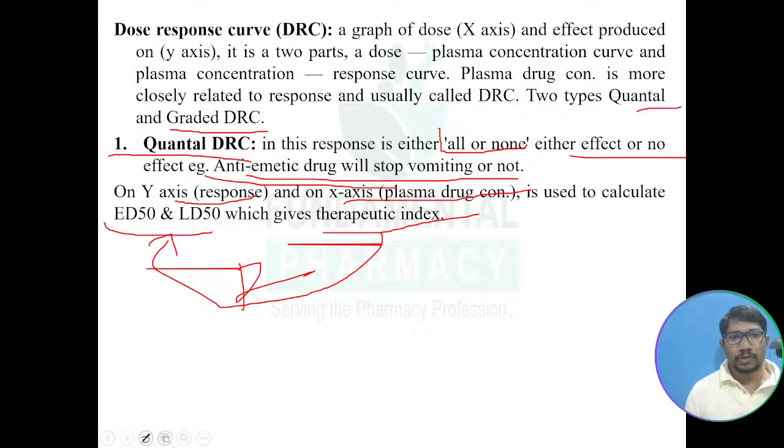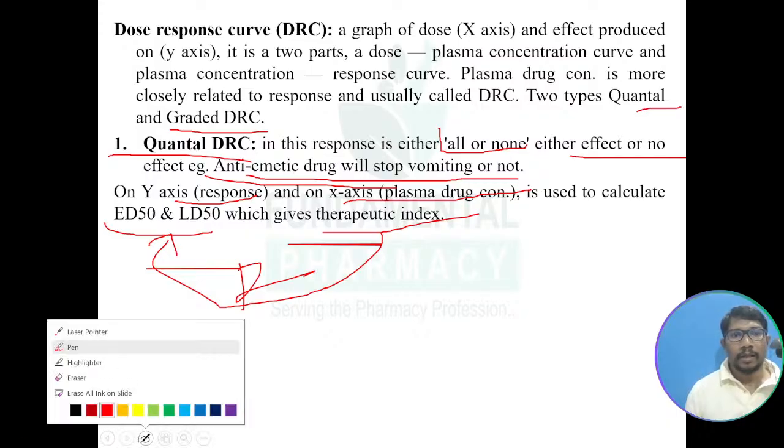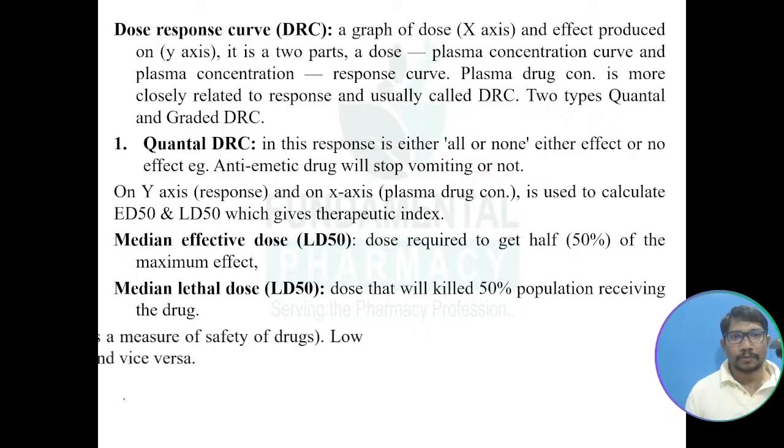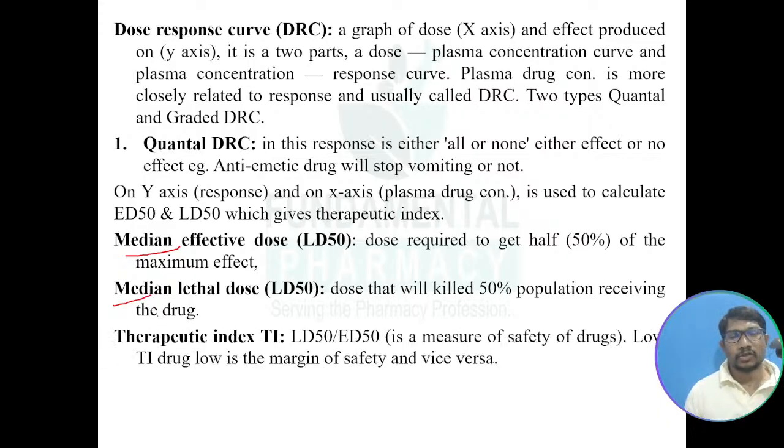Quantal response curve. Second is nothing but the graded drug response curve. Median, what is it? We have already seen this definition. Median effective dose is the dose that will be effective in 50% of the population. Median lethal dose can kill 50% of the population. Therapeutic index is the ratio of LD50 divided by ED50. Questions on this have come multiple times. It is an indicator of safety of a drug, the margin of safety.